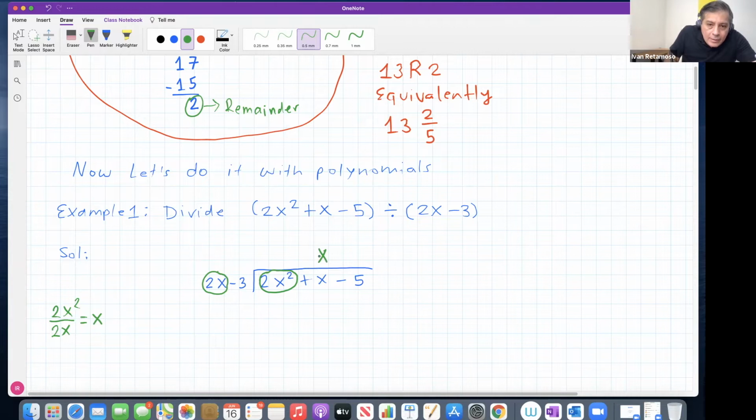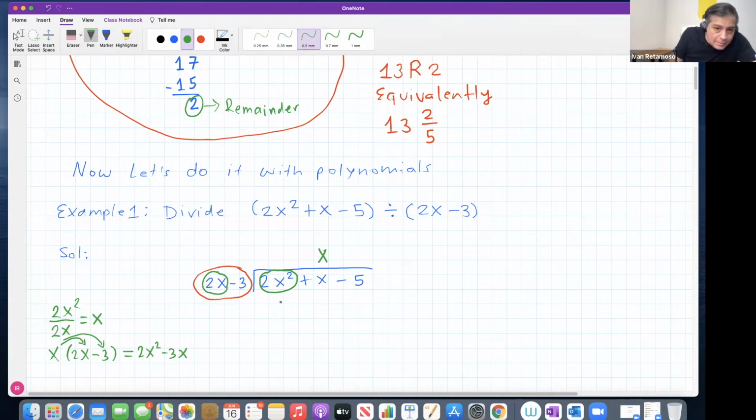Then you're going to multiply just like we did before with numbers. This guy times the divisor. So x times this whole thing. Okay, so now mark this so you can remember that. So x times 2x minus 3. So you go like this, x times 2x minus 3. Let's get it done. x times 2x, 2x squared. x times negative 3, minus 3x.